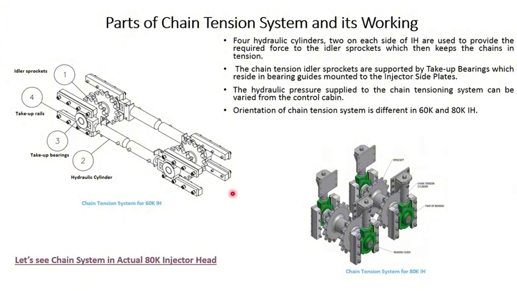To understand how the chain tension system works, let's see its major parts. A typical chain tension system is composed of two pairs of hydraulic cylinders. The first pair is this and the second pair is this. Two sets of sprockets. Then take up bearings which are 4 in number, and the take up rails which are also 4 in number.